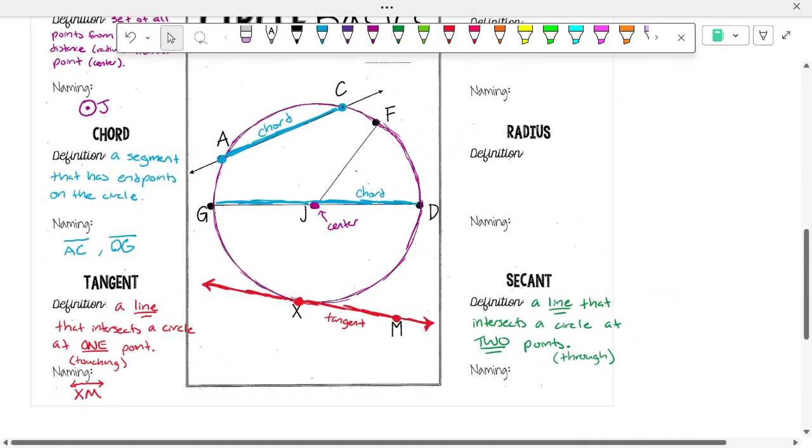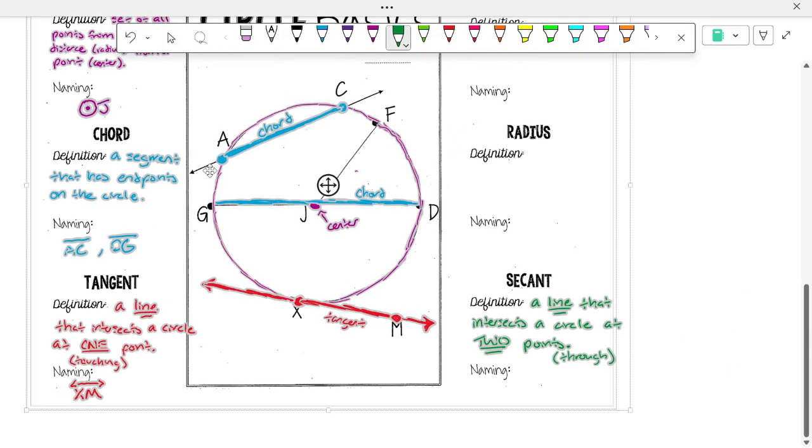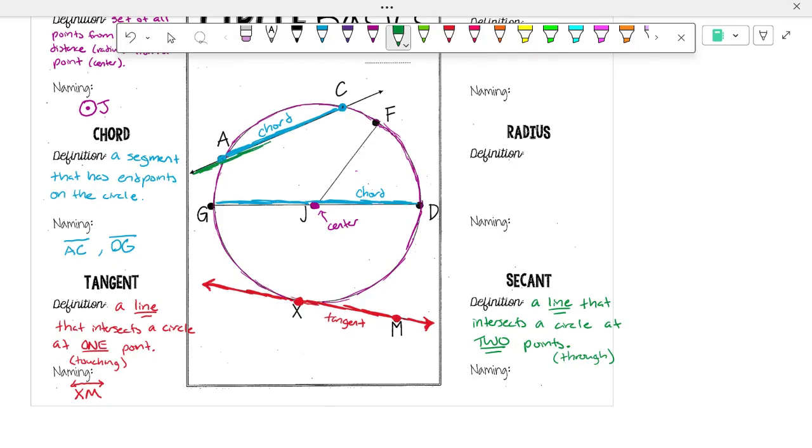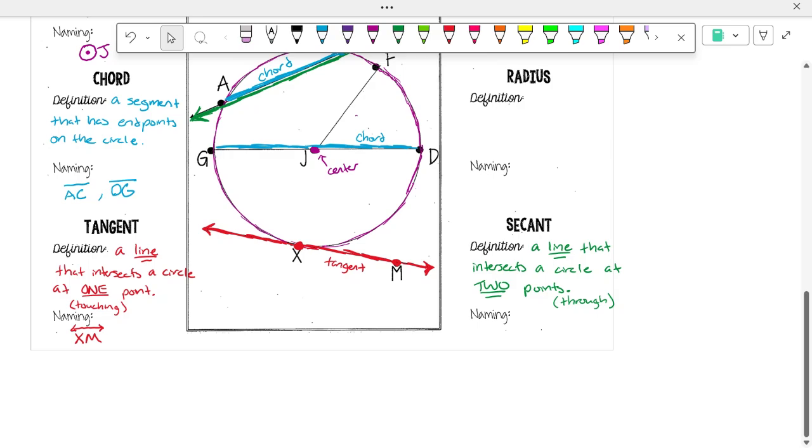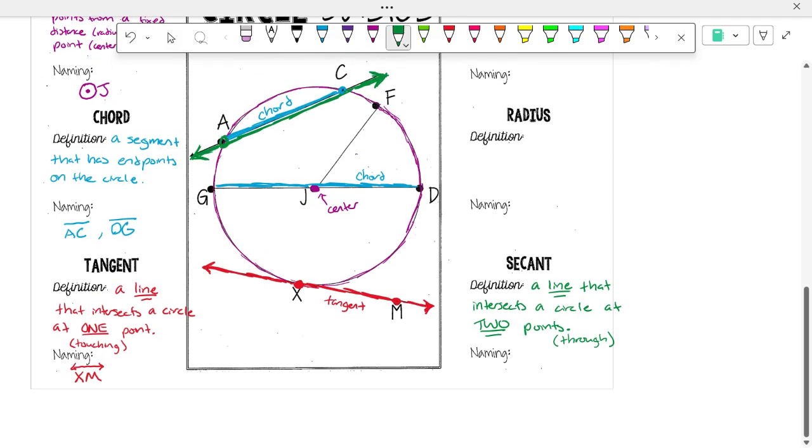So my secant line here is line AC. So from here all the way to here, that line is my secant line, because if you notice, it intersects the circle at 2 points, and those 2 points are A and C. All right. But since it has those arrows on the end, we know it's a line, so it goes on forever. So that's a secant line.